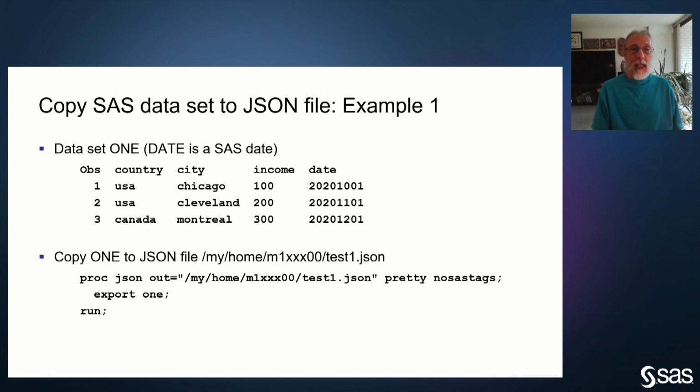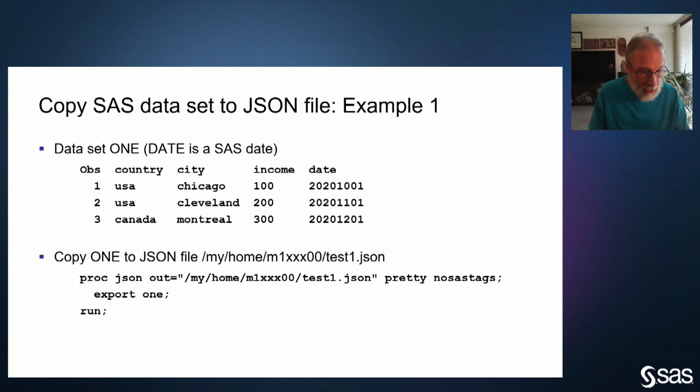In order to copy this dataset one to a JSON file, all we have to do is say PROC JSON out equals, and that's going to be the location of a JSON file, export1. One is the name of the SAS dataset we want to copy to JSON, and pretty and nosastags are a couple of options we're going to use. Pretty means don't put it all on one line, split it up line by line and make it look good. We'll see what that means in a second. And nosastags means don't put metadata at the top and bottom. We'll show what that means in a moment as well.